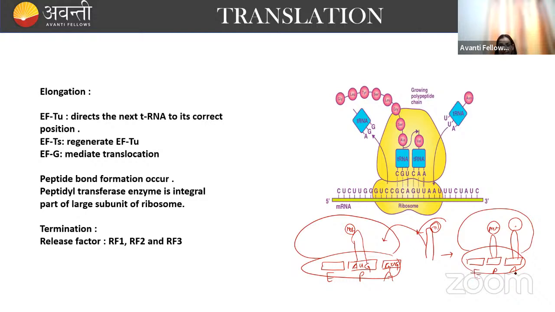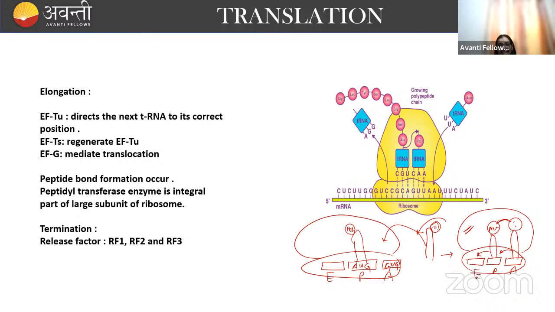Now this tRNA has bound to the A site. Now the peptide bond formation occurs between these two amino acids. This reaction is catalyzed by an enzyme, peptidyl transferase, and this enzyme is a part of the large subunit. So the large subunit's role is in the formation of the peptide bond because it has this peptidyl transferase enzyme. So now the peptide bond formation will occur between these two amino acids, and this amino acid will transfer to this tRNA.